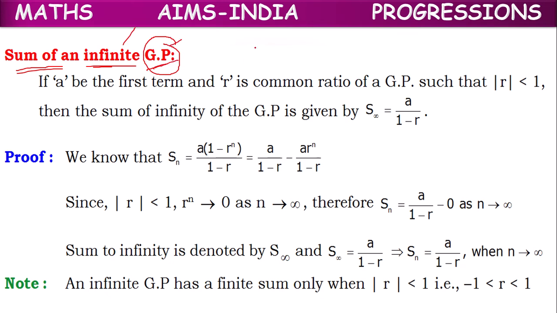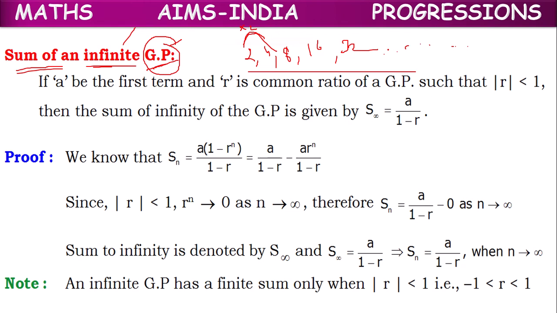A geometric progression is a sequence in which the common ratio is the same throughout the sequence. Now 2 into 2, 4, 4 into 2, 8, 8 into 2, 16. Except the first term, all the other terms are obtained by multiplying a fixed number to the preceding number. That resulting sequence is called a geometric progression.